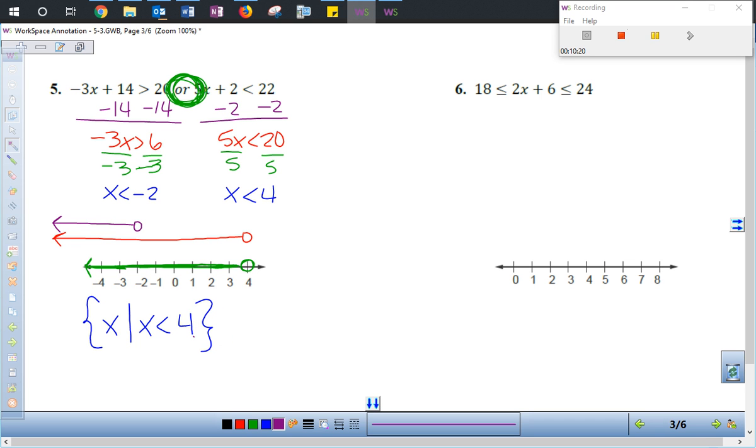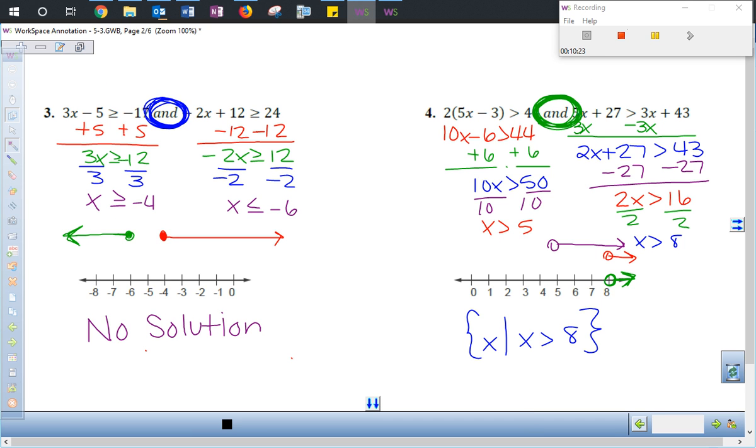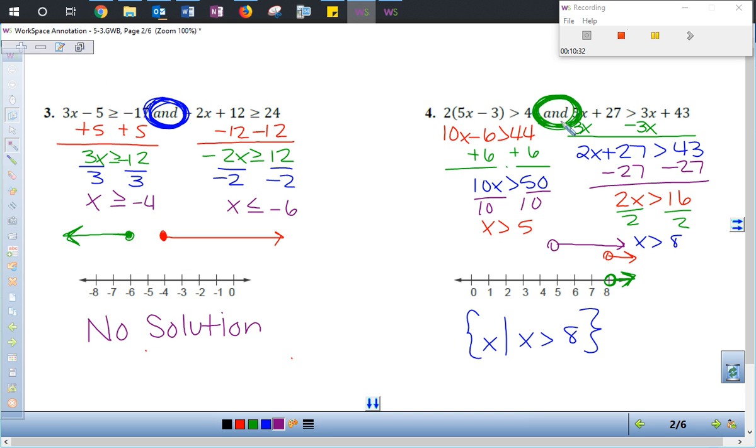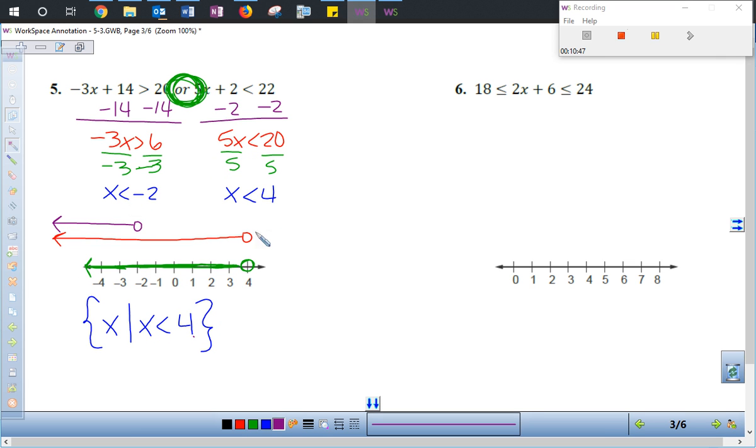Now if we can compare number 4 and number 5 quick, on number 4, notice that the arrows went the same direction and it was an and inequality. And on number 5, the arrows still went the same direction, but it was an or inequality. When that happens and it's an and inequality, you are going to end up with the smaller of the two graphs. When your arrows go the same direction and it's an and, your final graph will look like the smaller one. When the arrows are going the same direction and it looks like an or inequality, your final graph is going to look like the larger one. So that's kind of a little helpful hint that you can use in the future.